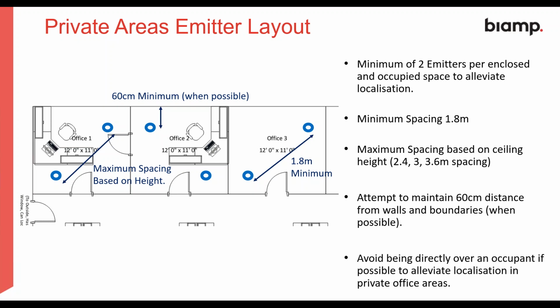We always try to avoid 60 centimeters away from the walls and boundaries where possible, and we have a minimum spacing of 1.8 meters. Now, in some rooms, this is quite clearly not possible. So these are ideal targets. But if the room is a small room, we still should have two emitters. Therefore, it might be closer than 1.8 meters.